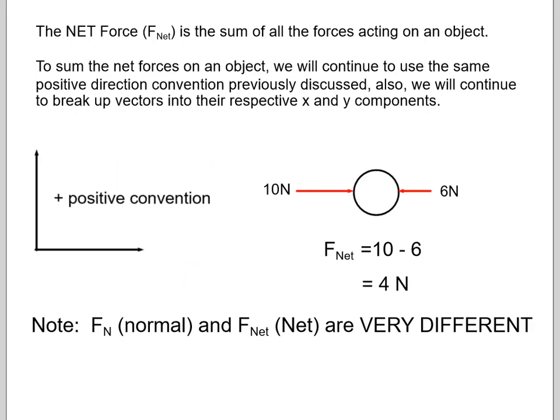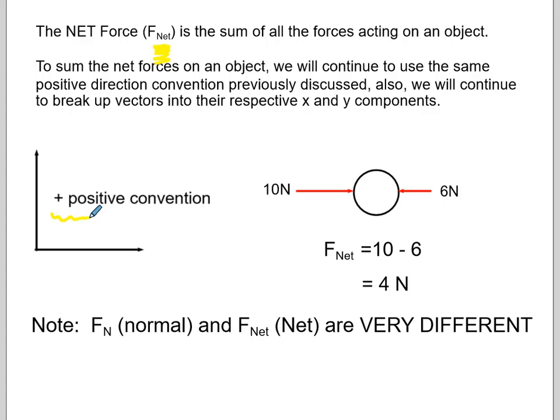Okay, the net force is the sum of all the forces acting on an object. This is the one that gets confused with the normal force, so please, please, please take your time on this. Net is not the same as normal. Net means we're going to sum them all up. Okay, so when we sum up our forces, we are usually going to use just left to right and up and down, our traditional axes that we use in positive convention. So normally this is what we're going to use.